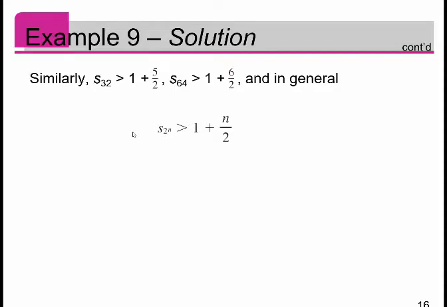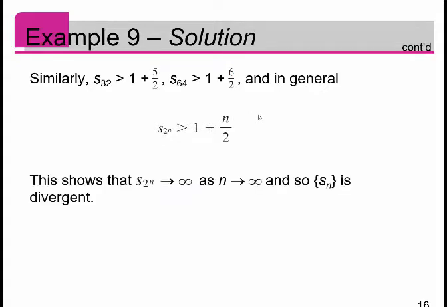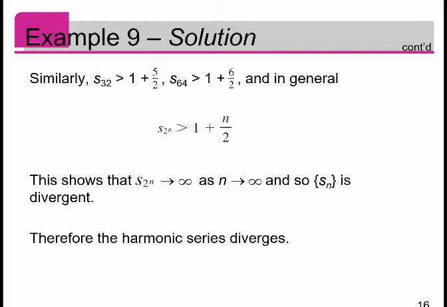Similarly, you can see for S32 and S64, and in general, S sub 2^n is greater than 1 plus n divided by 2. This shows that S sub 2^n goes to infinity as n goes to infinity. So my partial sums S sub n are divergent. The harmonic series diverges and just doesn't converge.